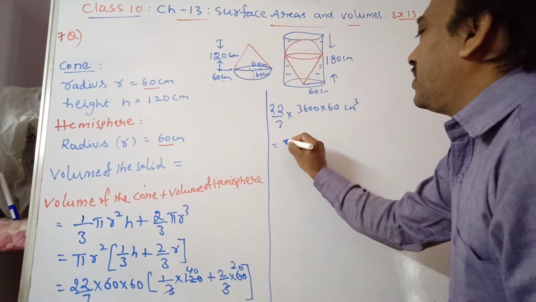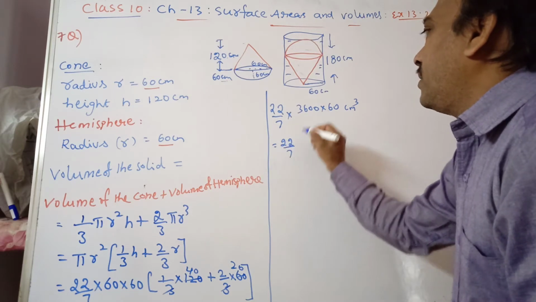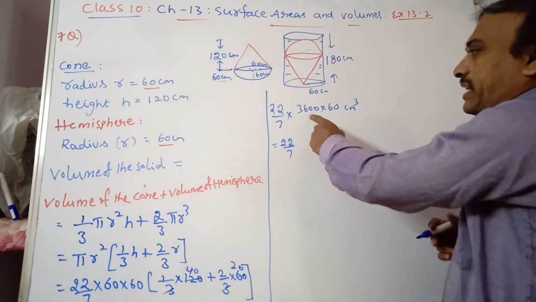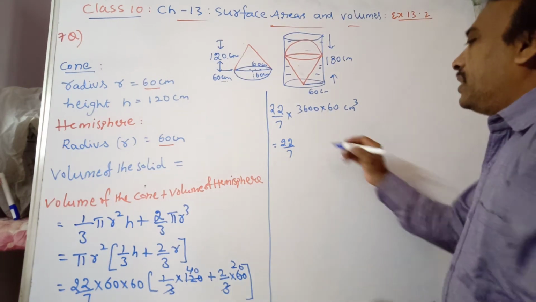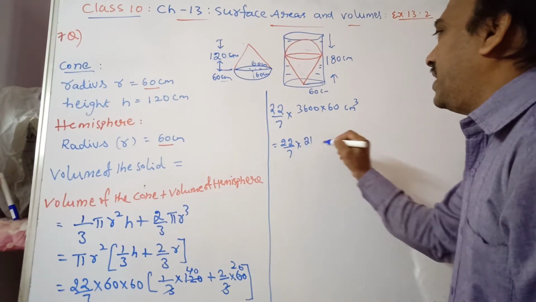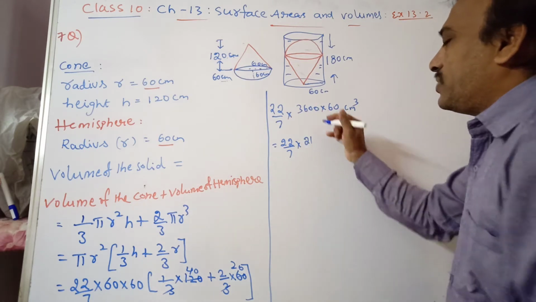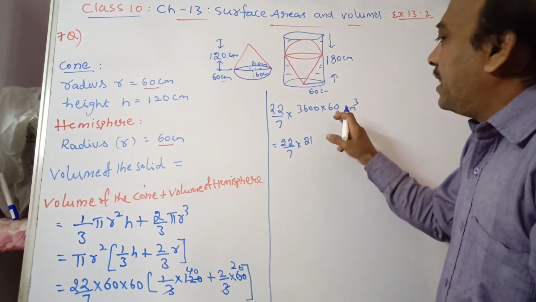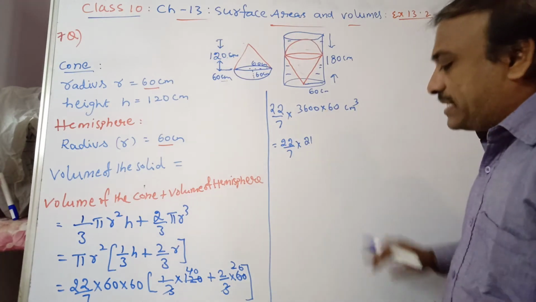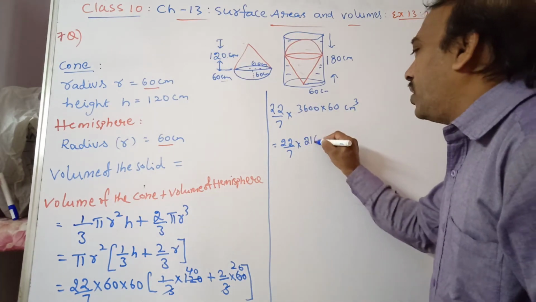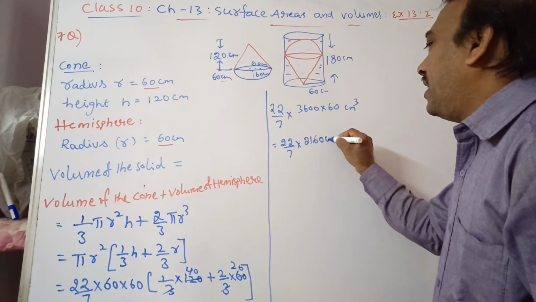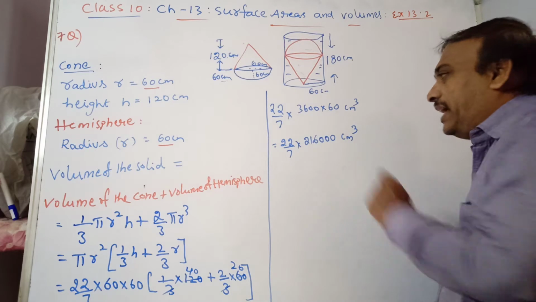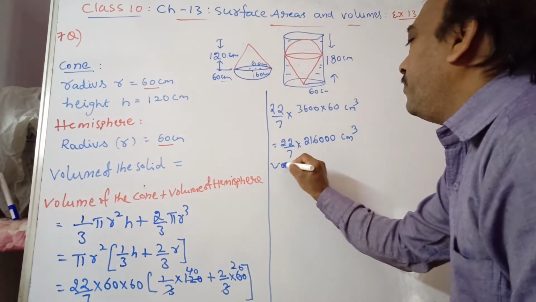So we can write 22 by 7 into 36 into 6. Observe it: 6 6s are 36, 2 3s are 6 plus 6 is 36, 6 6s are 36 plus 6 3s are 18. So we get the answer 216 and 3 zeros, centimeter cube. Let it be like this only. This is the volume of the solid.